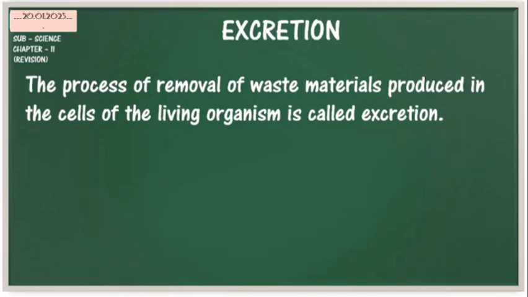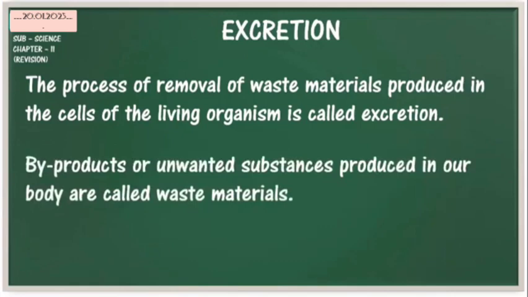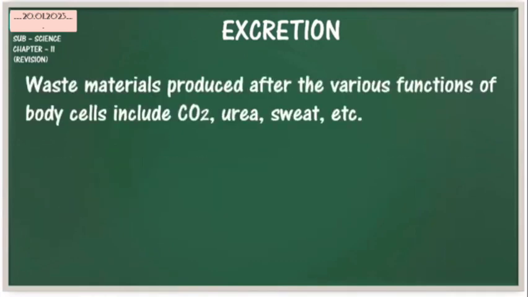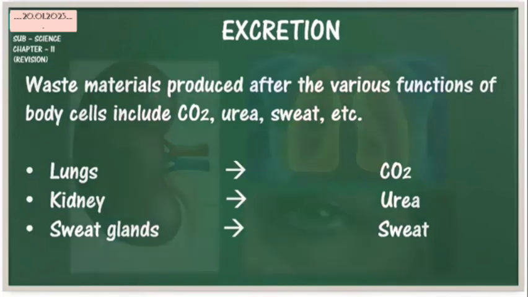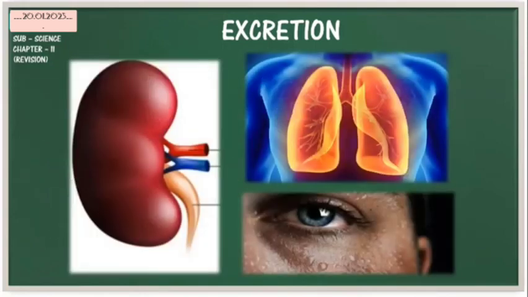Waste materials produced after the various functions of the body cells include carbon dioxide, urea, sweat, etc. These waste materials are removed from the body by different organs of the body like the lungs, kidney, and sweat glands. The process of removal of waste produced in the cells of living organisms is called excretion. The parts involved in excretion form the excretory system.